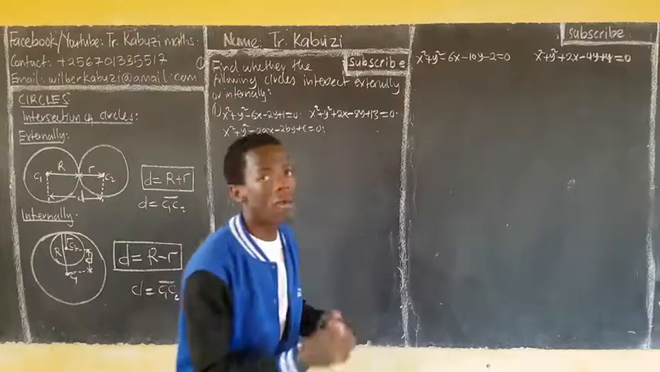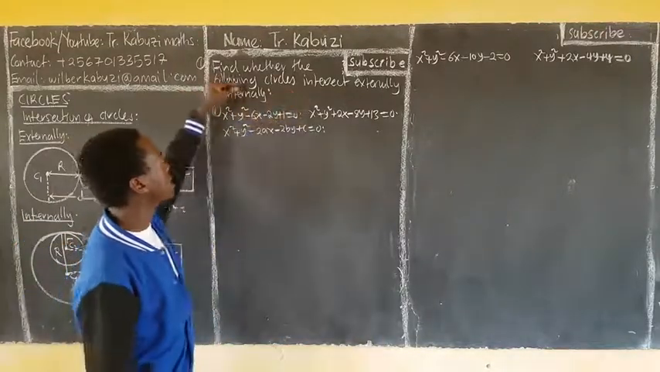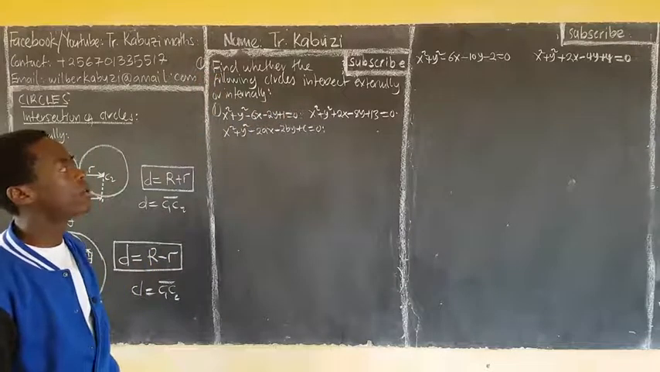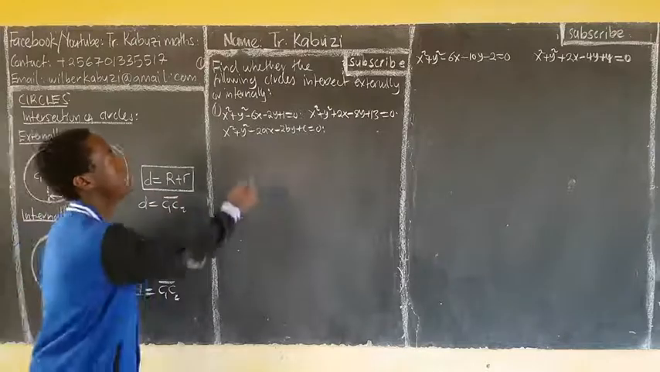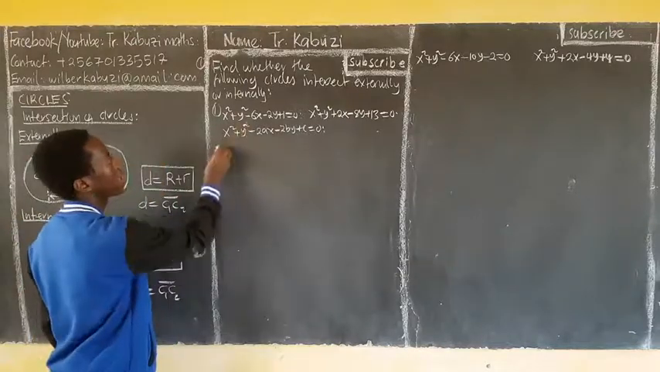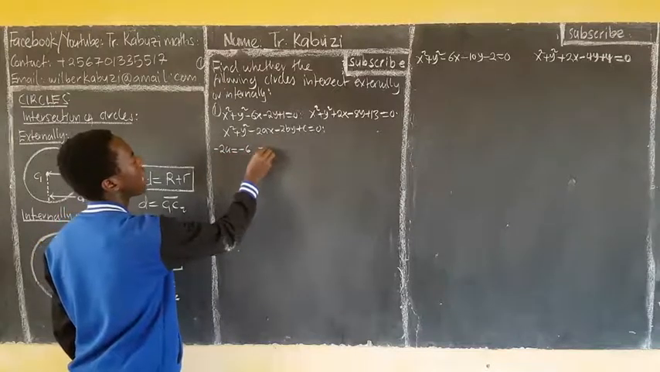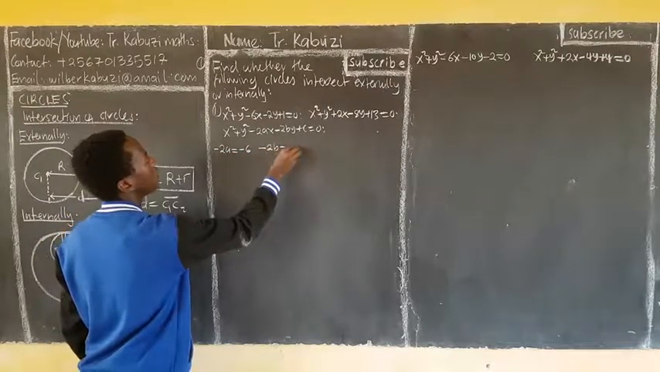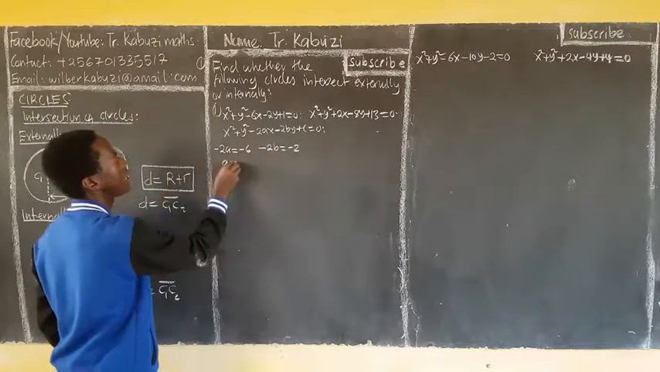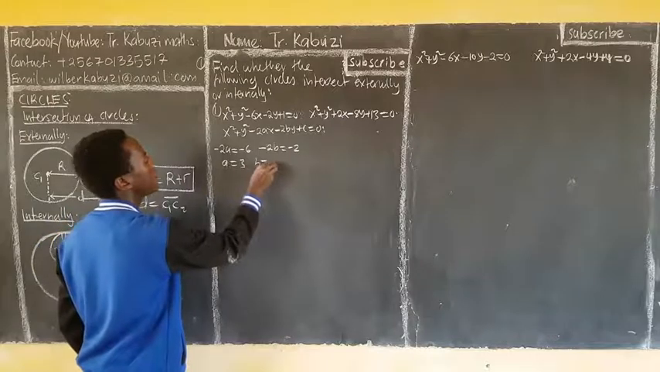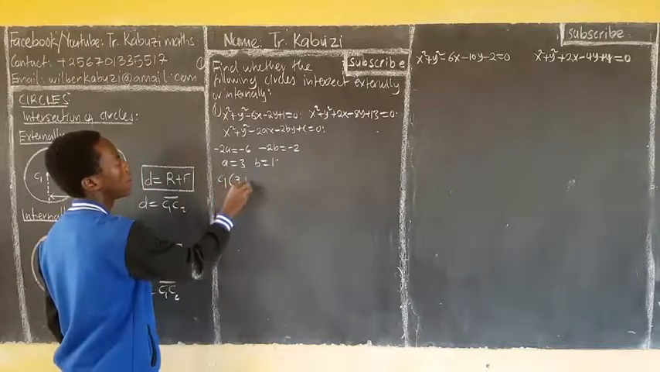Let us see how we handle those numbers. Find whether the following circles intersect externally or internally. All we do, we need to get their centers and their radii. So from here, let me get this center. If I compare, negative 2a is negative 6, and negative 2b is negative 2. So from there, my a is 3, then my b is 1. So this center is 3, 1.